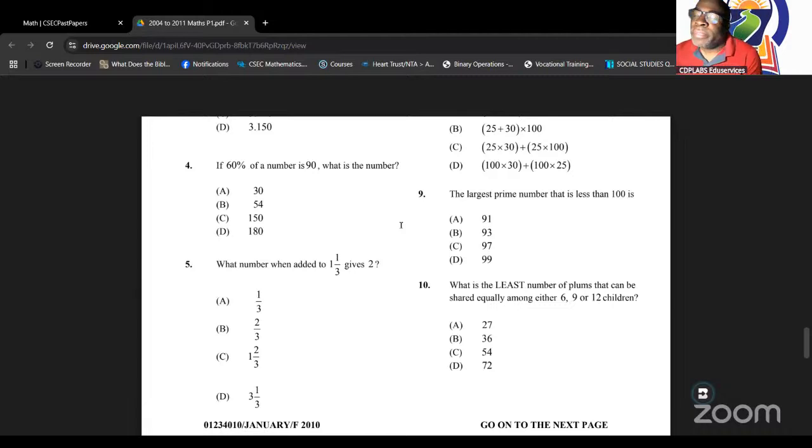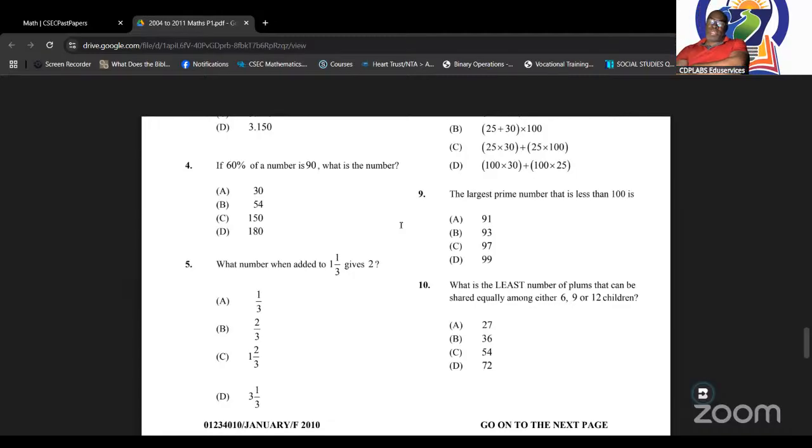Number 10, read number 10 now. What is the least number of plums that can be shared equally among either 6, 9, or 12 children? Okay.